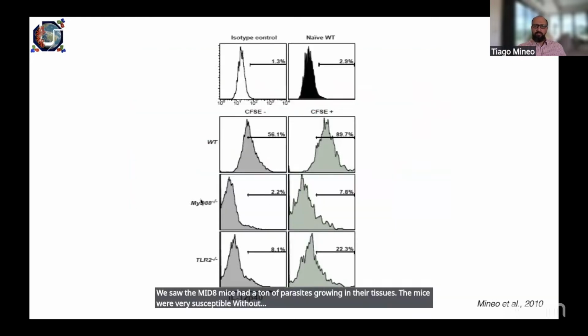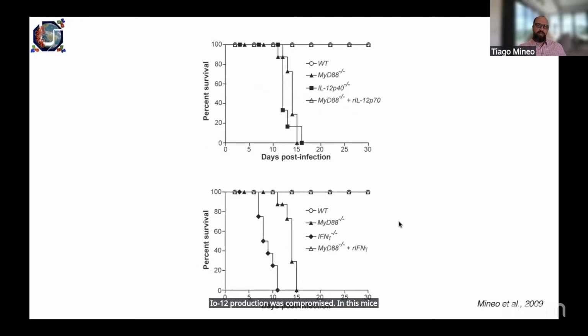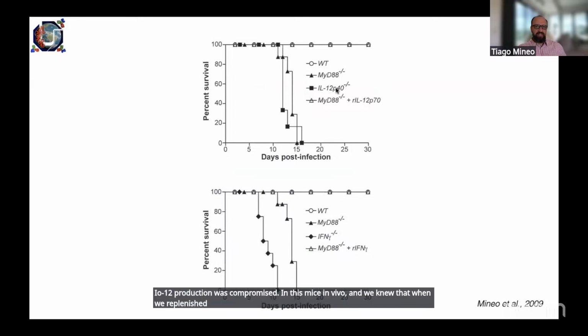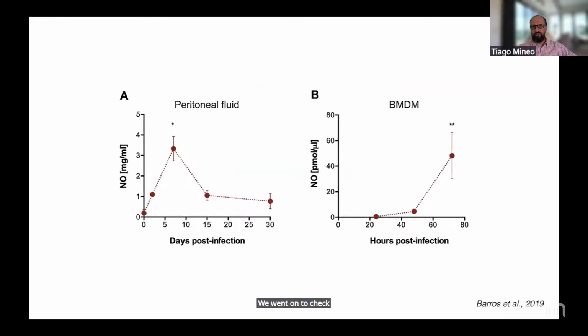Without MYD88 or TLR2, IL-12 production was compromised in these mice in vivo. And we knew that when we replenished these MYD88 mice with IL-12 or interferon gamma, we would rescue them, just proving as a proof of concept that the pathways were working as expected. We went on to check on those major players.